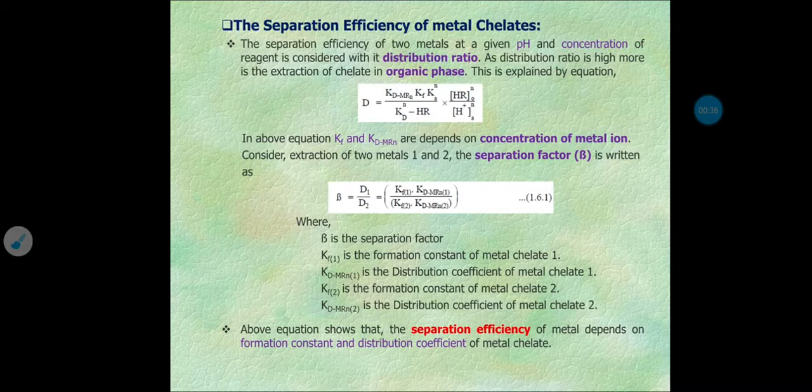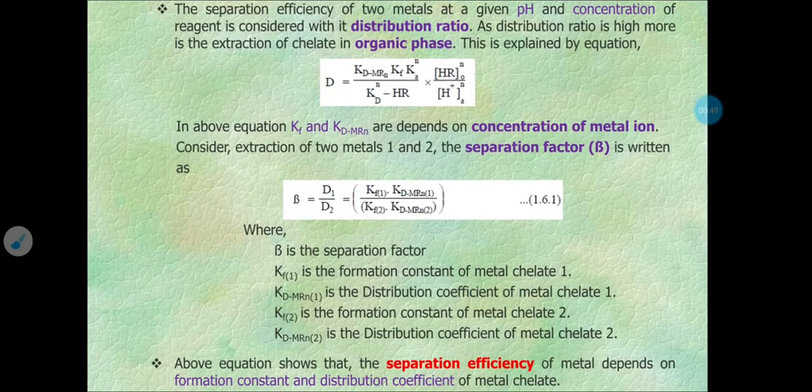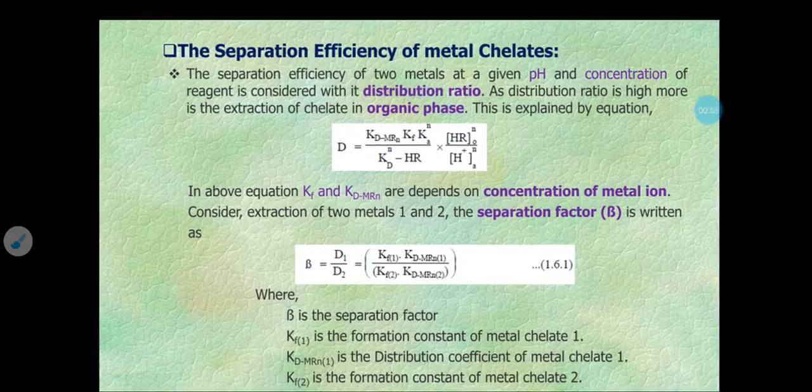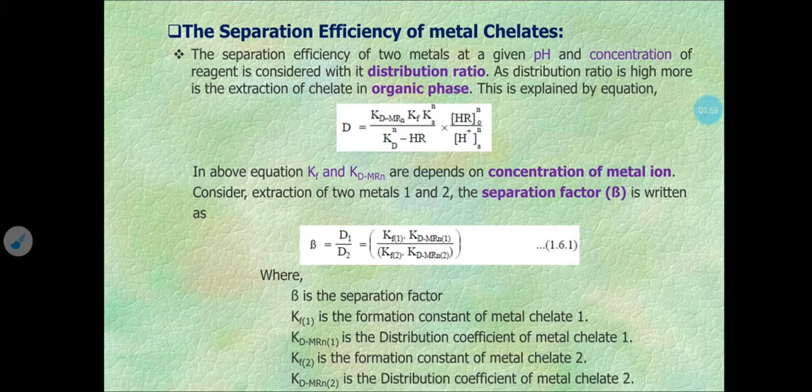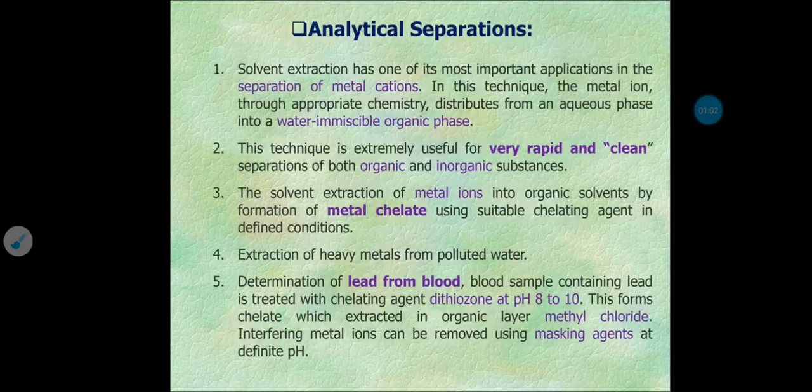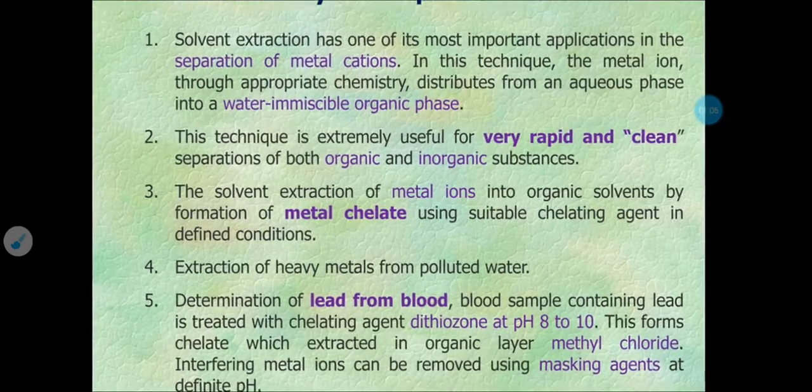Then we have also seen the separation efficiency of two different metal ions by chelate formation, and this separation efficiency is represented as separation factor for metal ion separation. Now in this lecture we will see the analytical separation.